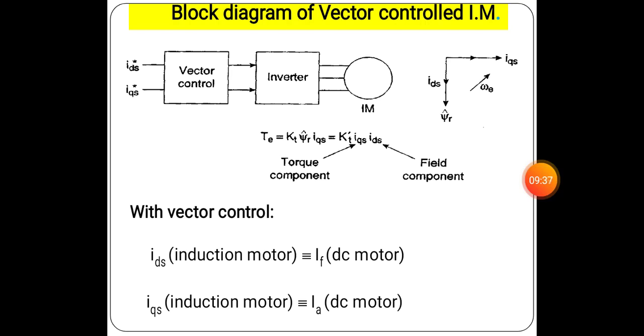And on the right side, the phasor diagram is shown. According to that, IDS and IQS are both orthogonal and rotate with speed omega E. Now the torque equation is given as K_T times IQS times IDS, where IQS is the torque component and IDS is the field component. The analogy with the DC motor in vector control is that in the induction motor, IDS is analogous to IF in the DC motor, that is the field current. And IQS is the quadrature axis current, analogous to the armature current in the DC motor. So these are the analogies with the DC motor.